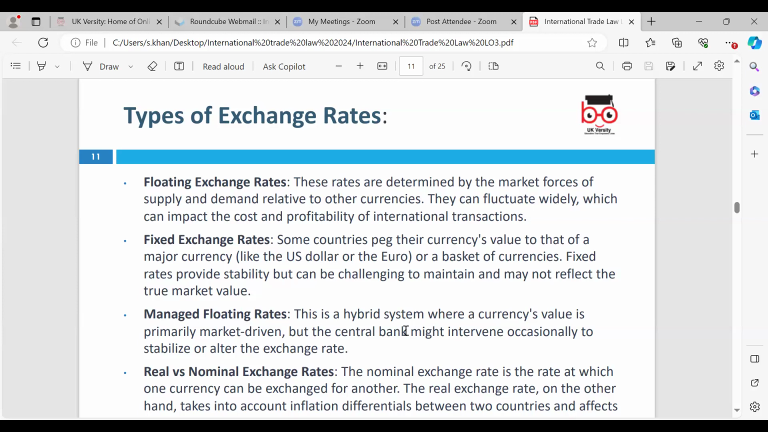Then we've got managed floating rates. This is a hybrid system where a currency's value is primarily market driven, but the central bank might intervene occasionally to stabilize or alter the exchange rate.